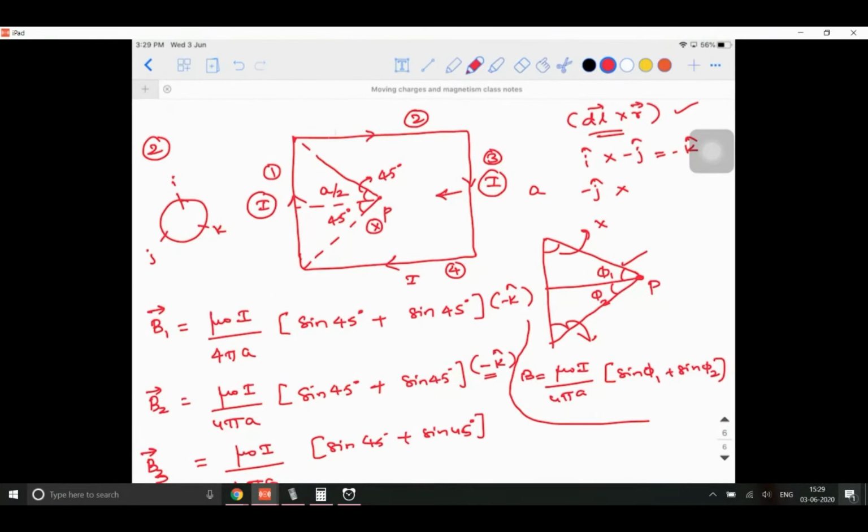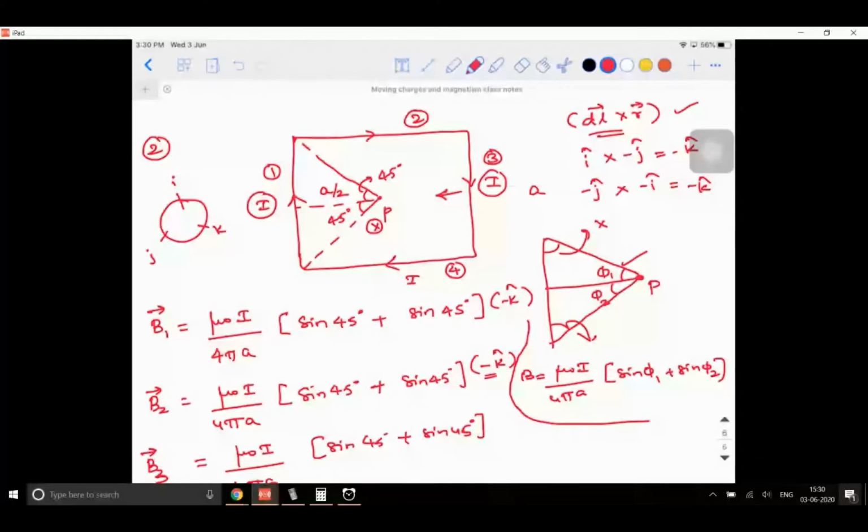Minus i cap. That's it, minus i cap. So minus j into minus i is going to be j cross i. j cross i is again minus k cap. Okay, so this is also minus k cap. A common mistake that happens is thinking that B1 is producing a magnetic field in the opposite direction.